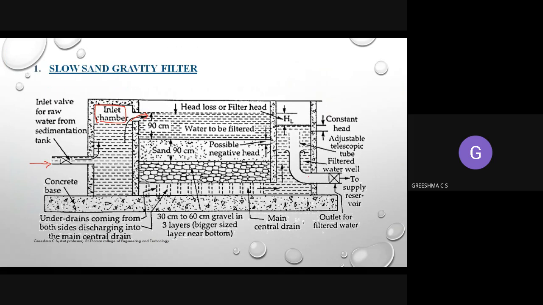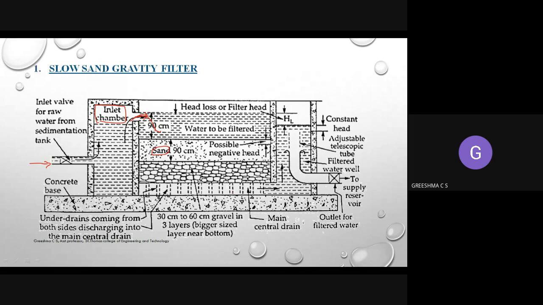Okay, so that's what happening here. First a sand layer, and after the sand layer that is a gravel layer which is laid in 3 to 4 layers. Okay, so water will be entering through this inlet chamber. Okay, and it will be flowing through the sand, and after that it will flow through the gravels. Okay, and at the bottom portion we have provided some drains.